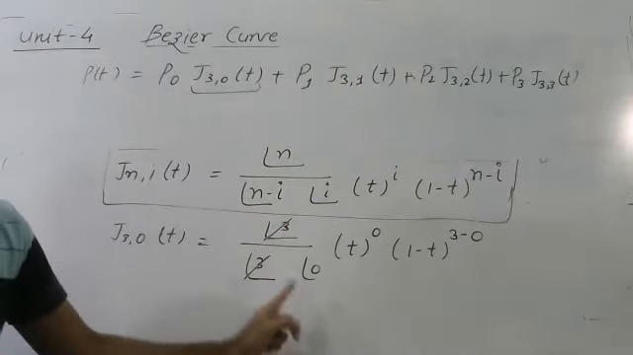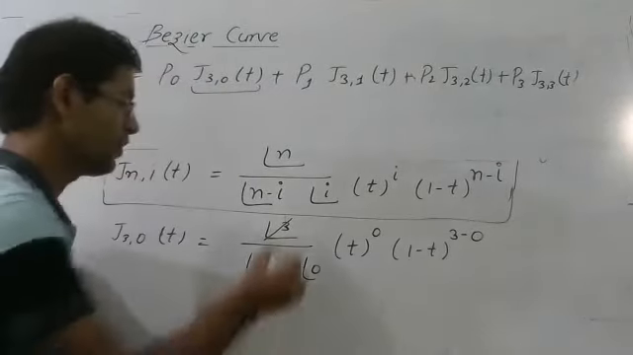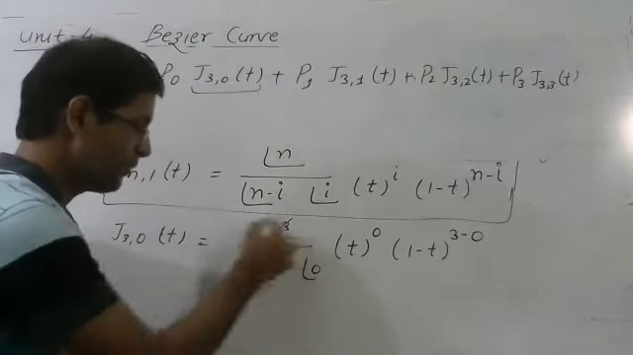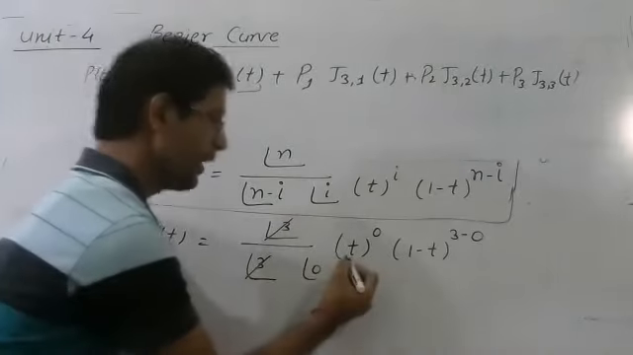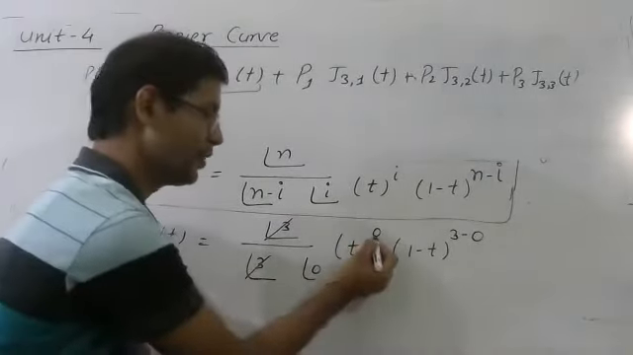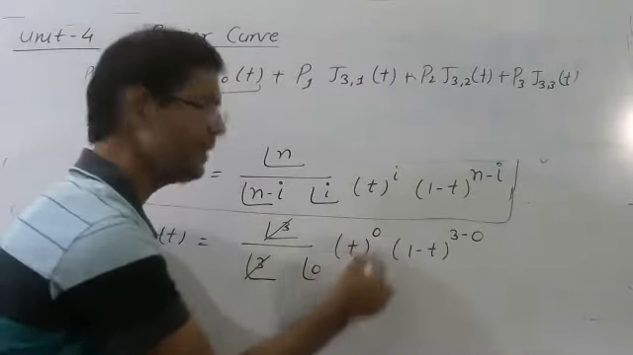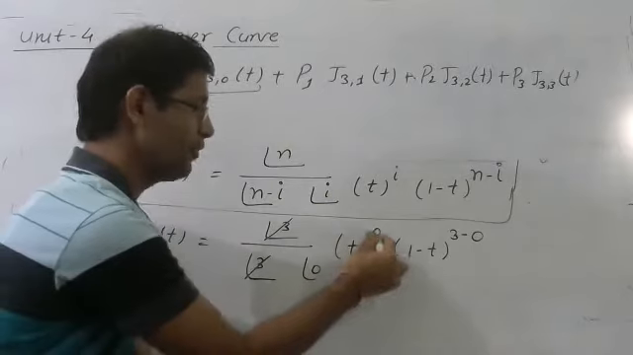Factorial 0 is 1 and factorial 1 is also 1, right? So value of factorial 0 is 1. So all this become 1. t to the power 0. If power is 0, then it will become 1. Anything that has power 0 will become 1.